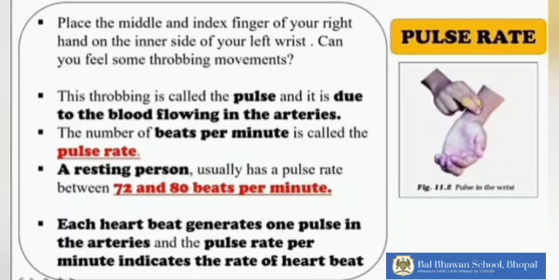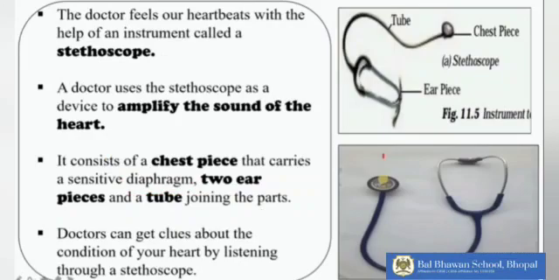Now, what do you mean by pulse? So, pulse is nothing, it is just your heartbeat, because every heartbeat produces a throbbing sensation or a pulse in your artery. So, heartbeat is nothing, it is just your pulse. So, when the doctor is checking your pulse rate, actually he is checking your heartbeat. So, our pulse rate and our heartbeat is always the same. And how is it being checked? By means of a stethoscope. Stethoscope is divided into 3 parts. It has an earpiece, a tube, and a chest piece. I hope you have understood.